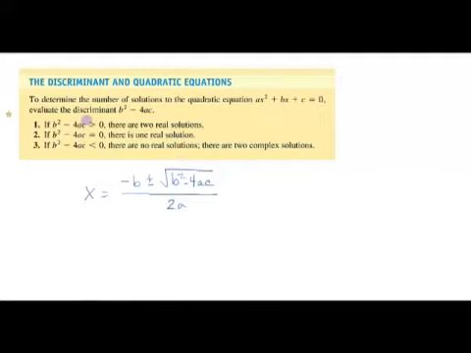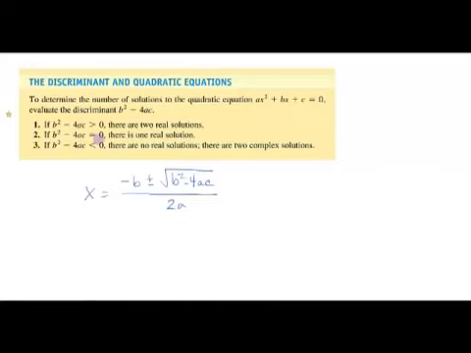If we're looking at that number being positive, then there will be 2 real solutions. So if this is positive, we'll have negative b plus that number and negative b minus that number, all over 2a. So 2 real solutions.